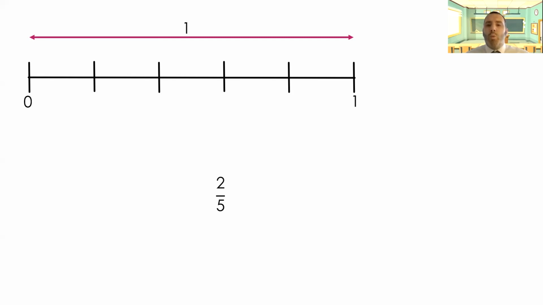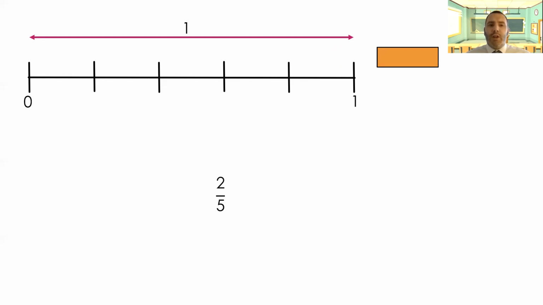So the whole thing is 1. So we've got to split it into 5 equal parts. 1, 2, 3, 4, 5. We've done that. We've got 5 equal parts there. We've checked it. So when you're doing this, you'll be needing to check it with a ruler if you're doing it with a number line to make sure you've got your marks in equal places. Otherwise, you're not comparing the same things.